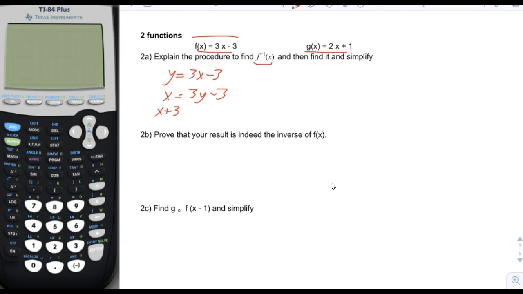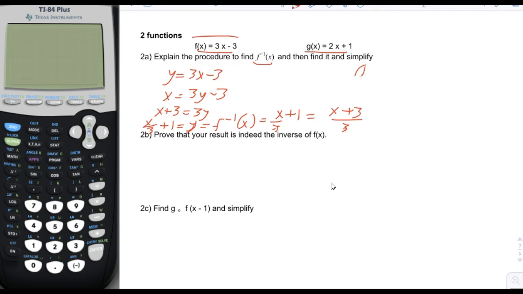So we're going to add 3 to both sides, and we're going to get 3y. Then we're going to divide both sides by 3, and we're going to have x divided by 3 plus 1. So that's our function f inverse of x. We could either say x divided by 3 plus 1, or you could say x plus 3 divided by 3.